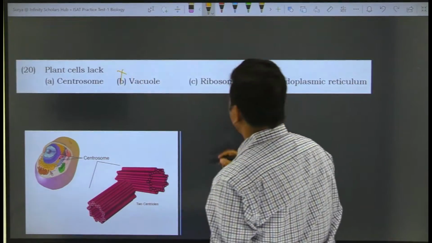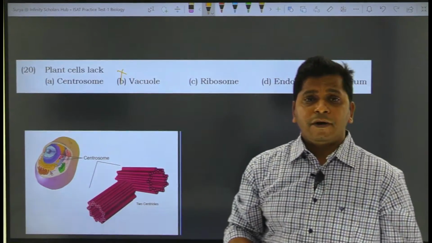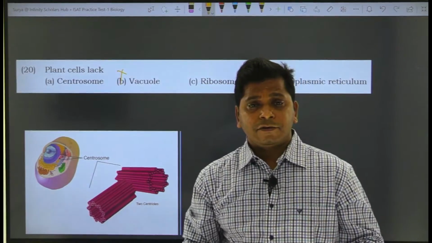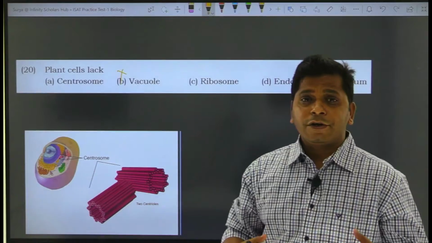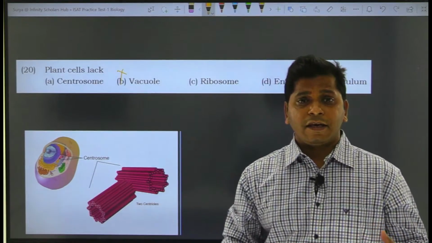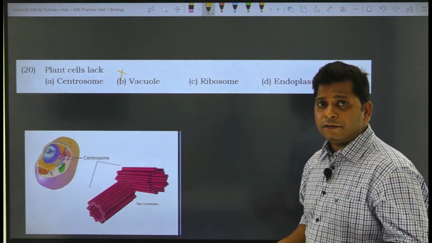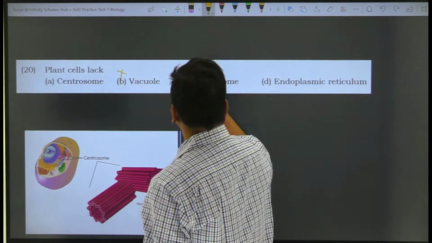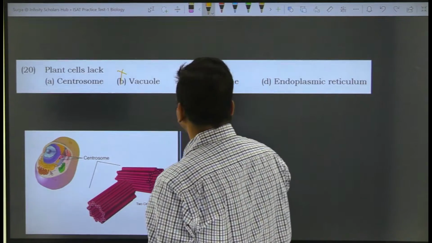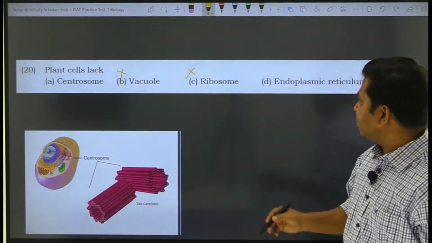Okay. Ribosomes are the protein factories, because they produce proteins. Plants also require a large amount of protein and enzymatic activity, because all enzymes are proteins, right. So ribosomes are also required, and these are present. Ribosomes cannot be absent in a plant cell.